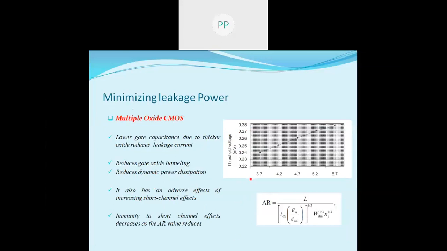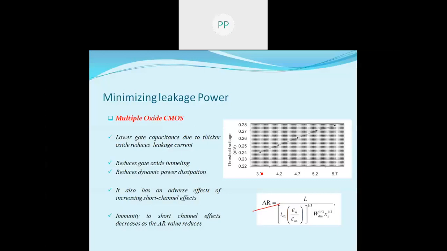Okay, but if we are increasing the oxide thickness to achieve a different threshold voltage value, then we should be careful about the aspect ratio, because the aspect ratio is the parameter which is responsible for the short channel effect. So if this AR value goes above a certain threshold value, short channel effects will be significant, and there will be another undesirable change in the characteristics of the transistor. So the summary is, by increasing oxide thickness, the threshold voltage can be increased, and multiple threshold voltages can be realized.